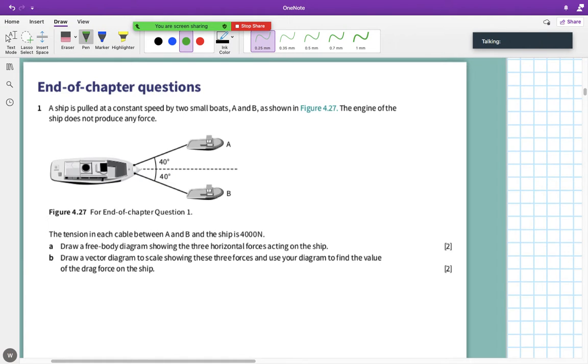Three forces in the free body diagram. We have this. The first one is force A, this is about 4,000 Newton, and also for B, FB, this is also the same. FB is 4,000 Newton. The tension in cable A and B. A ship pulled at constant speed by two small boats. The engine of the ship does not produce any force.